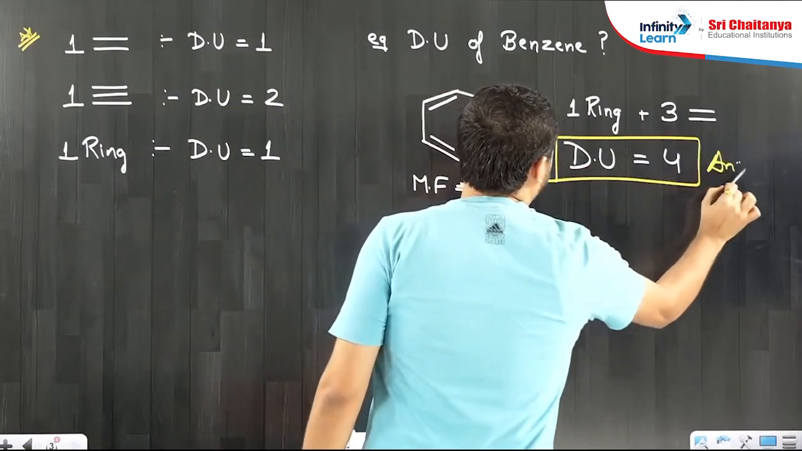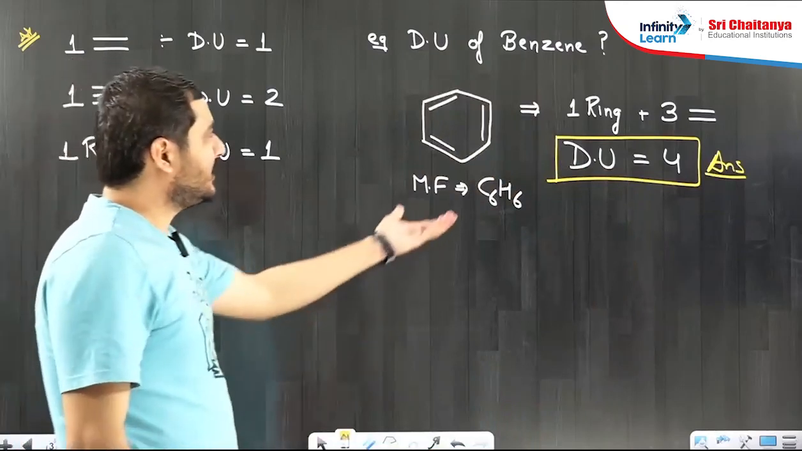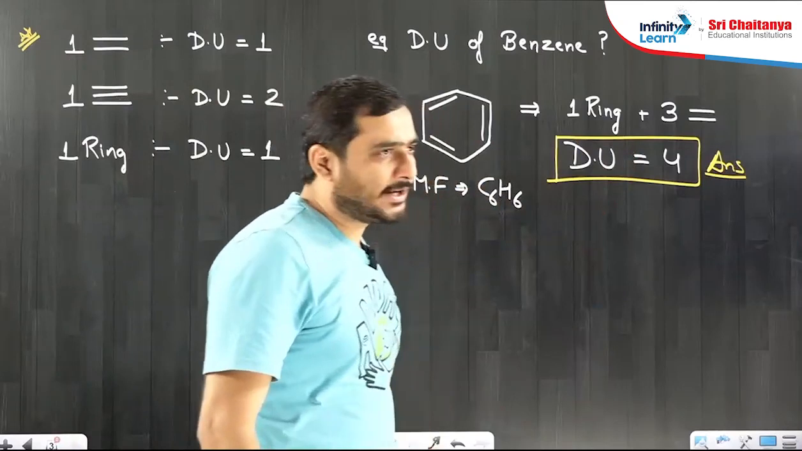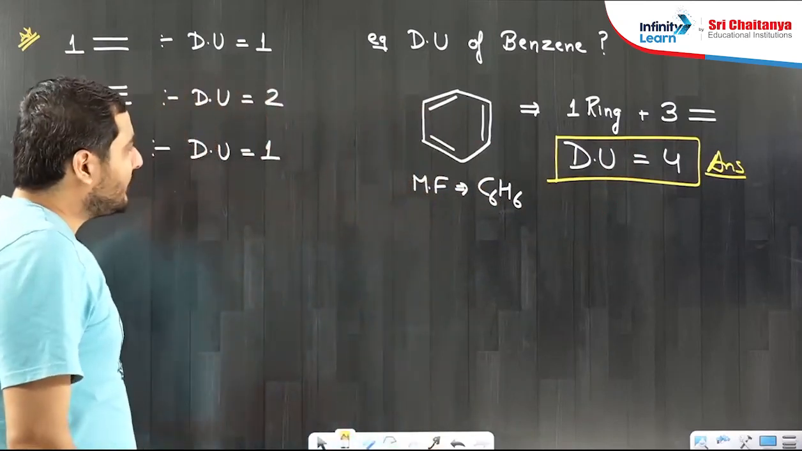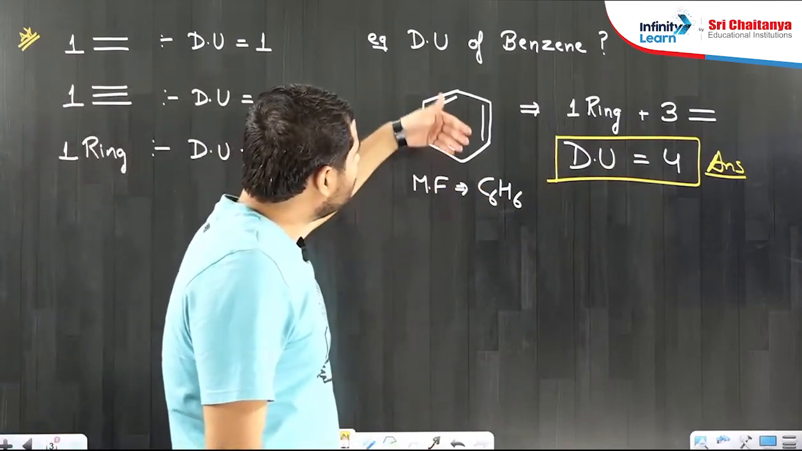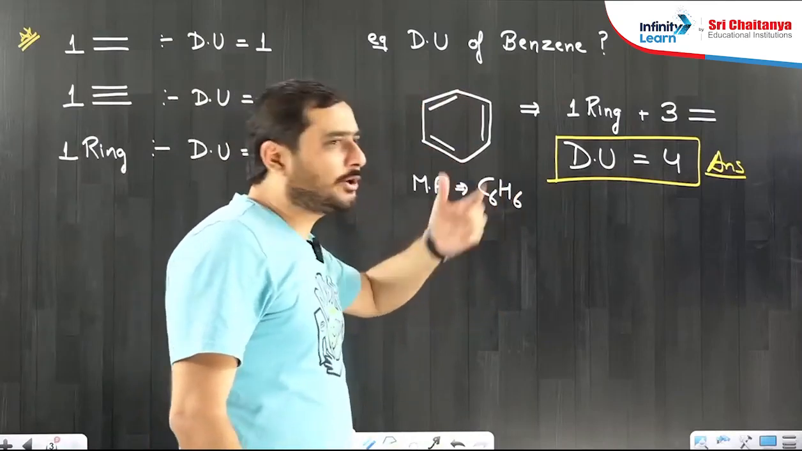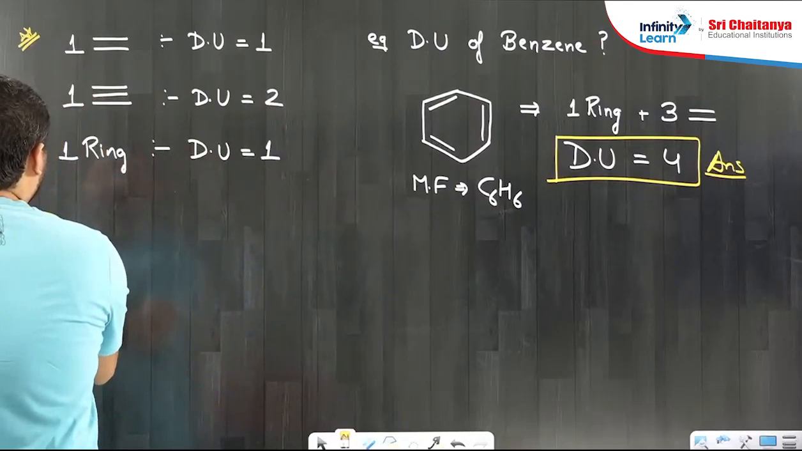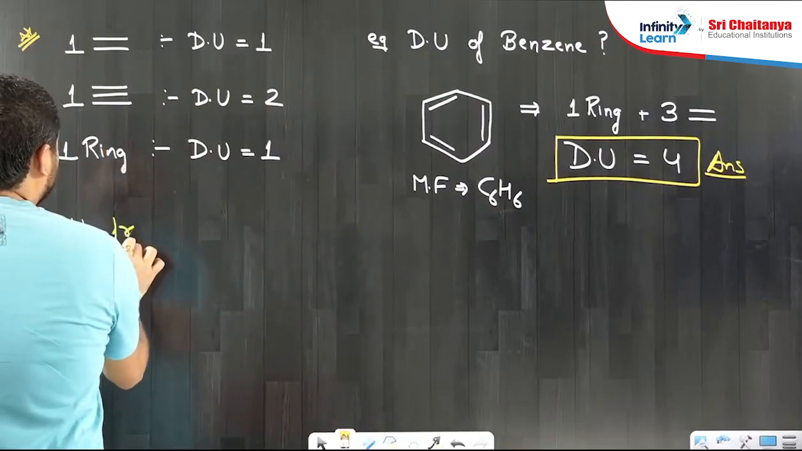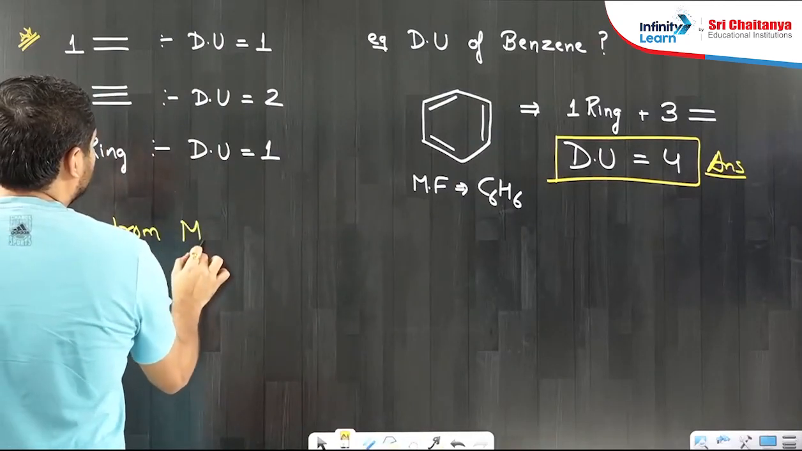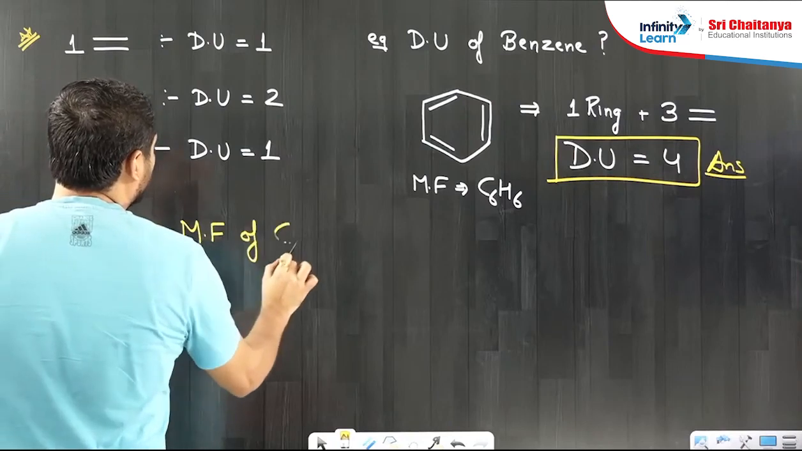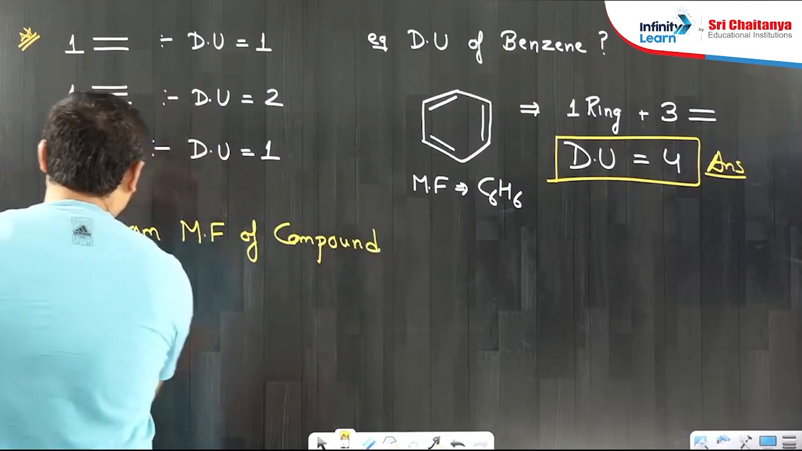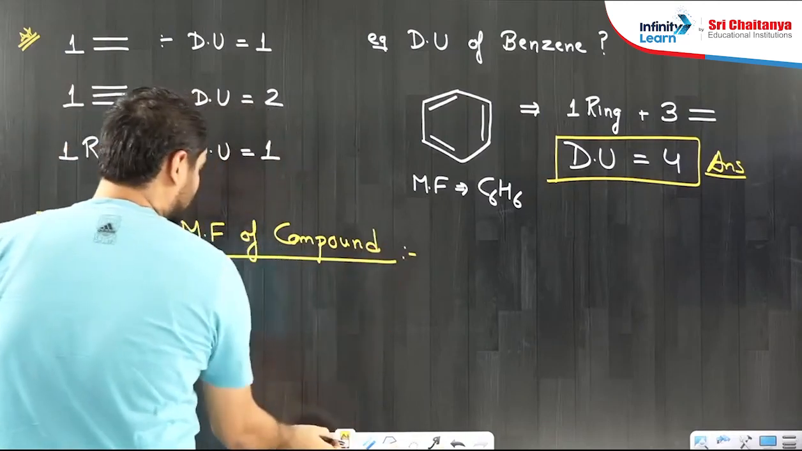Clear? This will be the answer. So it is very easy. For benzene, if you know the structure C6H6, we can easily find the degree of unsaturation. Now next, if we do not know the structure of benzene, and only know the molecular formula, then we can also calculate the degree of unsaturation from the molecular formula of the compound.